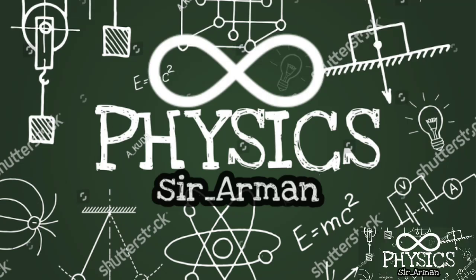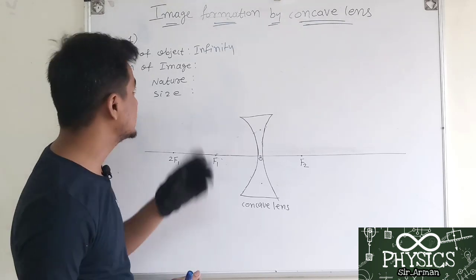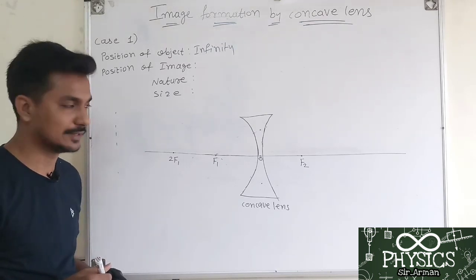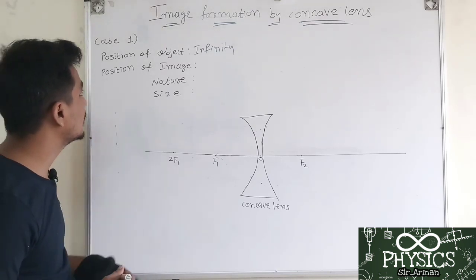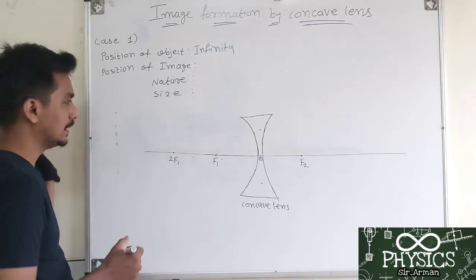In the last lecture we had a discussion about image formation by convex lens. Now in this lecture we are going to discuss image formation by concave lens. So here we will start with infinity. That is, the object is placed at a very large distance.